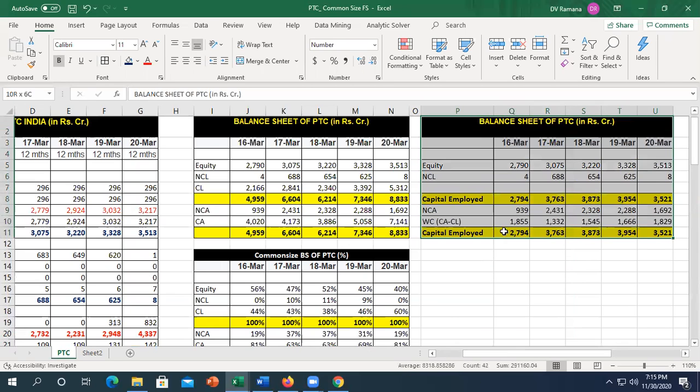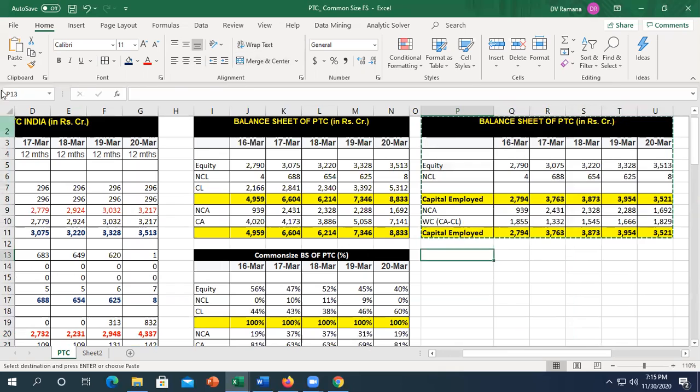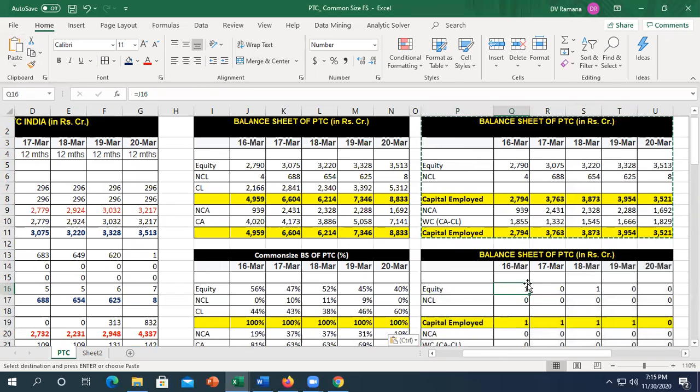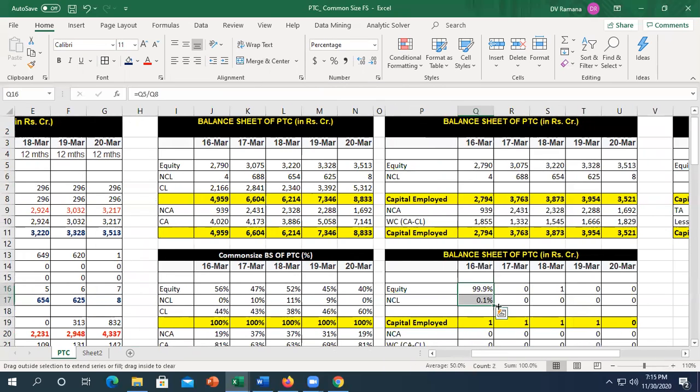If you want to convert this into a common size balance sheet, which is possible, we can convert every item of the balance sheet as a percentage of capital employed. Here we can get an idea that a significant portion of the total capital employed is equity.